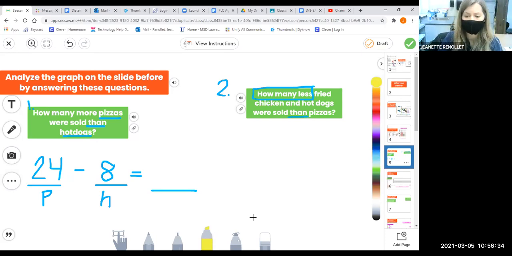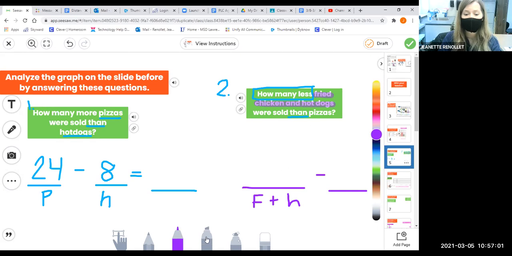So what are our categories? Fried chicken and hot dogs. I'm going to set up myself here. So fried chicken plus hot dogs. Then we're going to subtract. Our other category is pizza. Fried chicken and hot dogs are together, so we add them. Then we compare it to pizza.